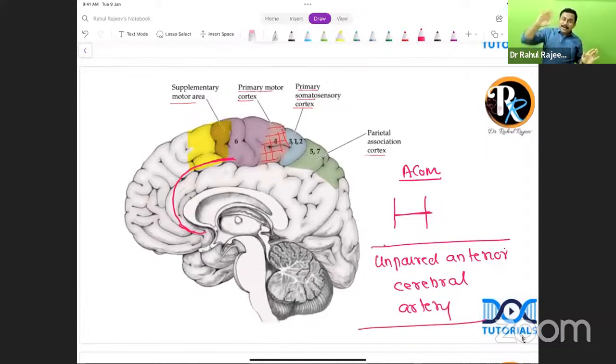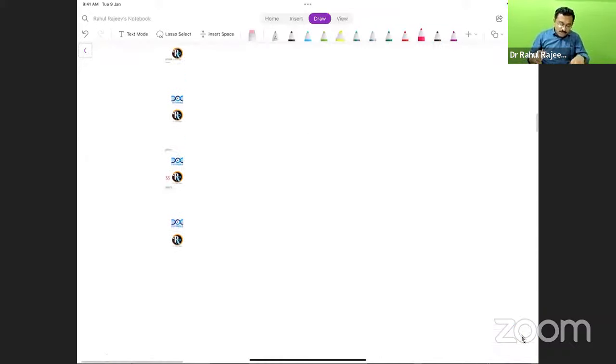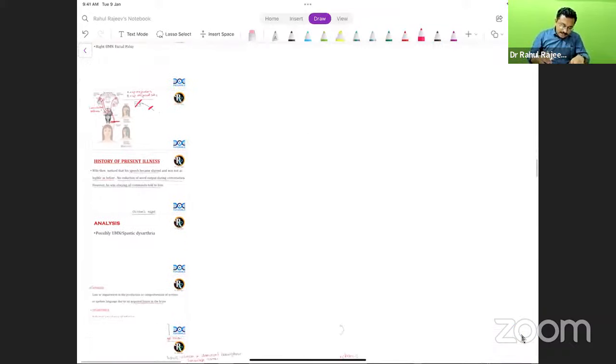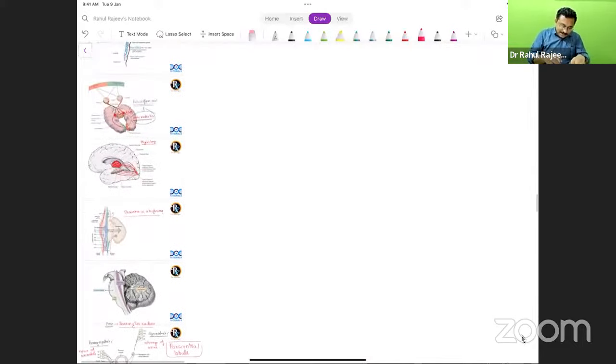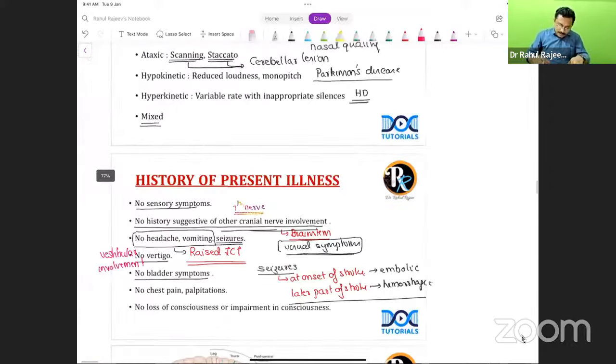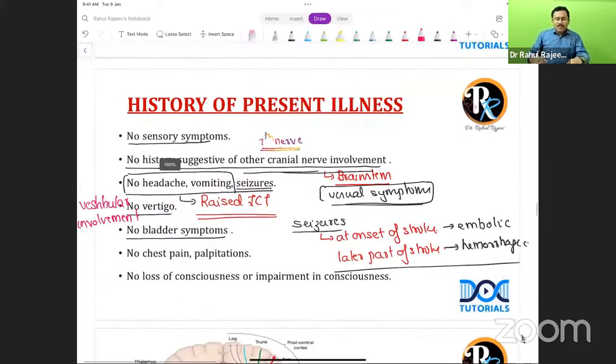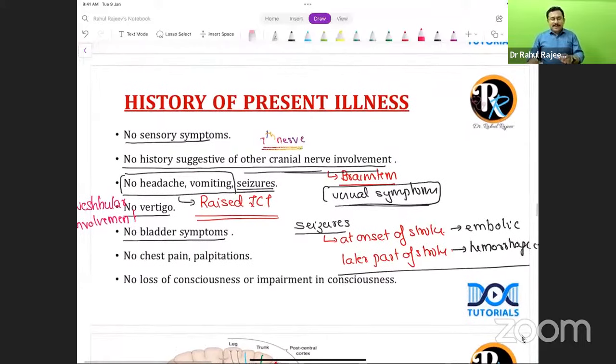At the same time, now, if you have got the right paracentral lobule getting affected, now both are affected. So a previous stroke involving the other paracentral lobule and now a fresh stroke, in that case also the patient may have bladder symptoms. So I hope you understood the importance of asking about the bladder symptoms.